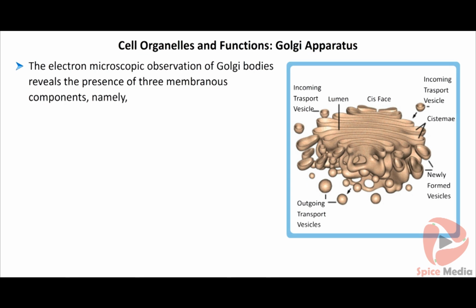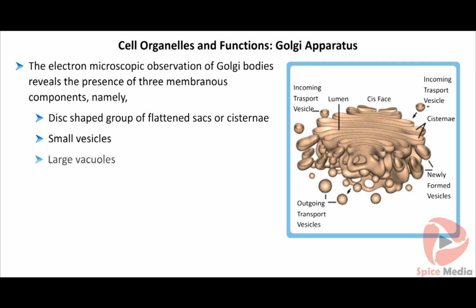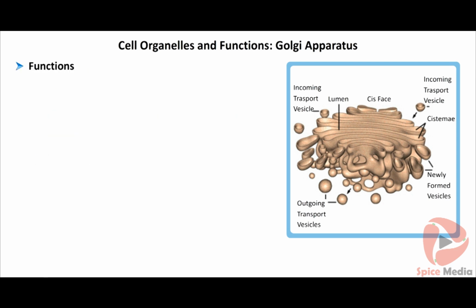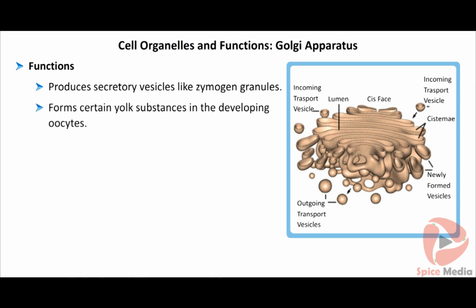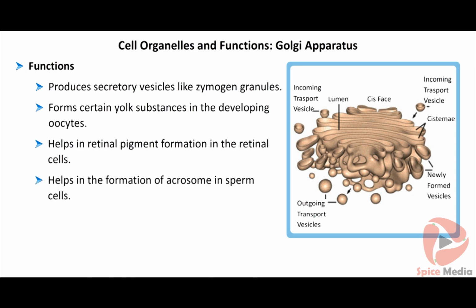The electron microscopic observation of Golgi bodies reveals the presence of three membranous components, namely disc-shaped group of flattened sacs or cisternae, small vesicles, and large vacuoles. Functions. It produces secretory vesicles like zymogen granules that may have enzymes inside. It forms certain yolk substances in the developing oocytes. It helps in retinal pigment formation in the retinal cells. It helps in the formation of acrosome in sperm cells.